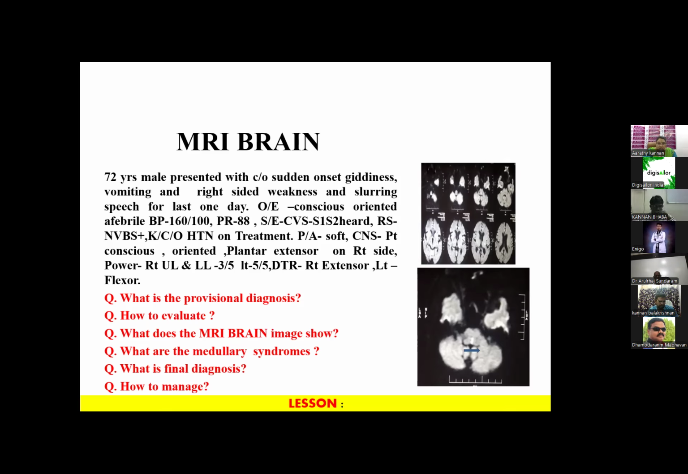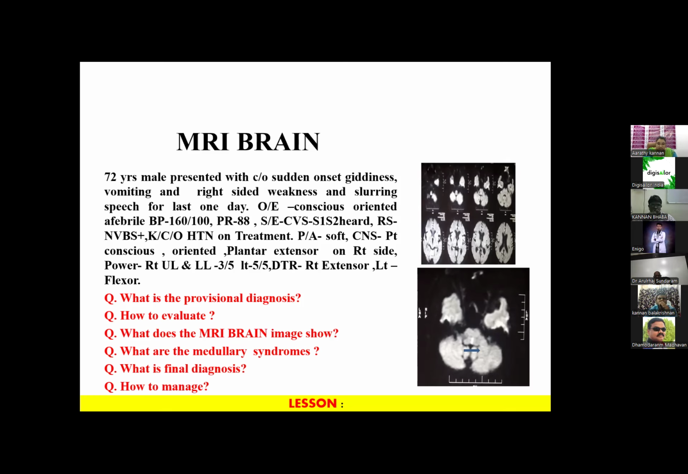On his examination, though he was conscious and oriented, plantar was extensor on the right side, power in the right upper and lower limb was 3/5, left side it was 5/5. DTR on the right side was exaggerated, left side was normal. With this, what will be your provisional diagnosis? How will you proceed to evaluate this patient?